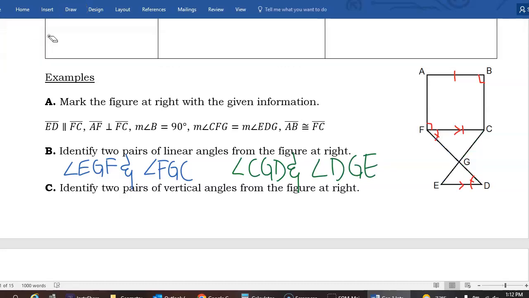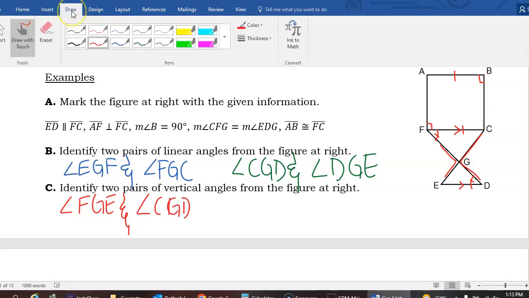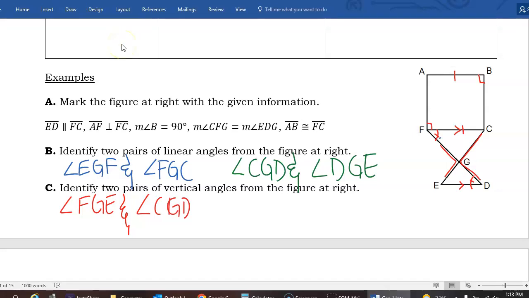And finally, 2 pairs of vertical angles. So those are the ones that are going to be across from each other instead. So here in red, I have angle FGE. And that is across from over here, angle CGD. And then we'll go on the top here, angle FGC. And finally, DGE.